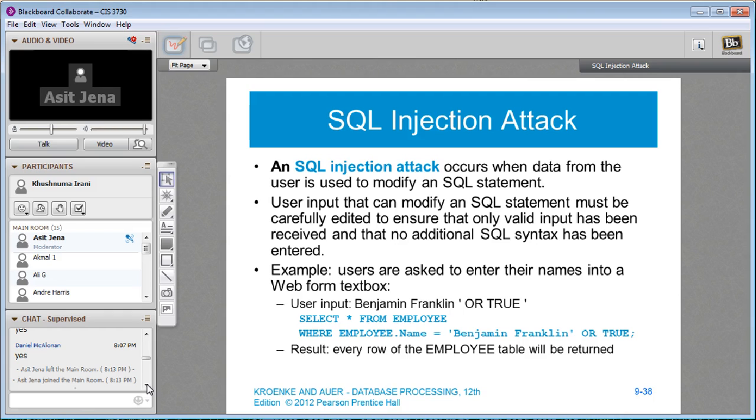So what they did was, instead of finding one record, they found all the records. And this is an example of a SQL injection attack. Basically the user was able to get something that the user was not authorized to have. The user was supposed to have only the record of Benjamin Franklin, but was able to get all employees' records by saying employee name equal to Benjamin Franklin or true. That basically gave you everything that you are looking for.